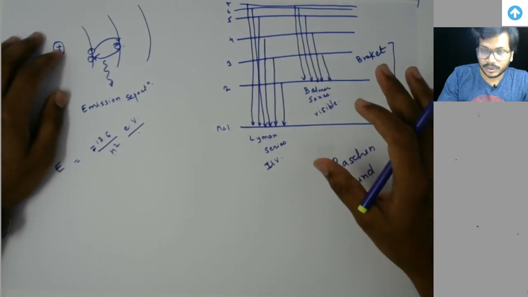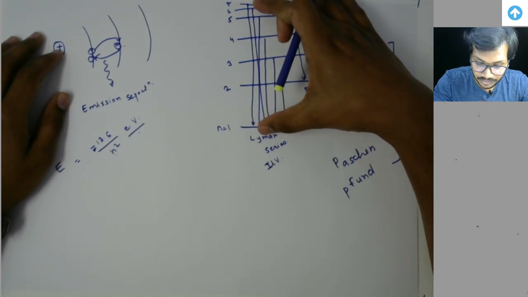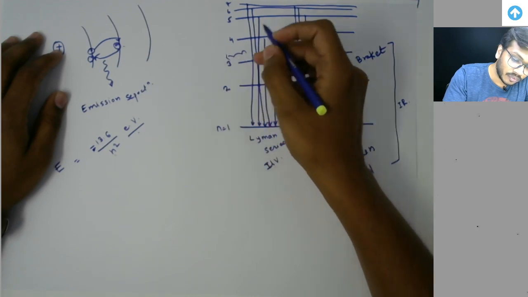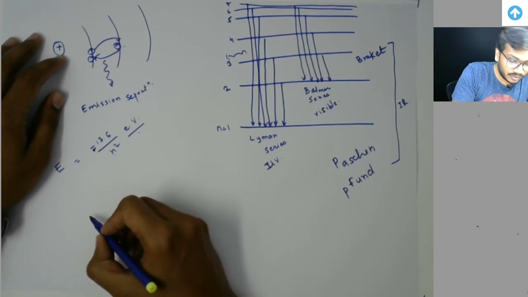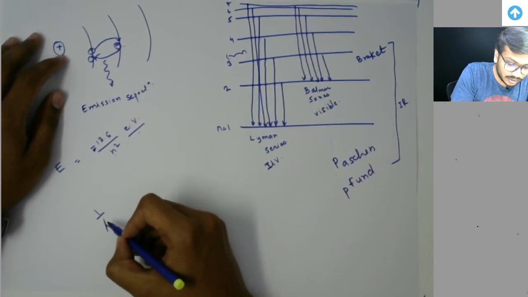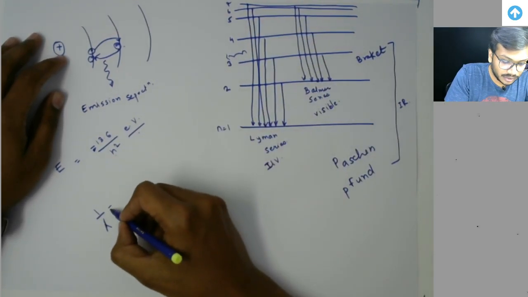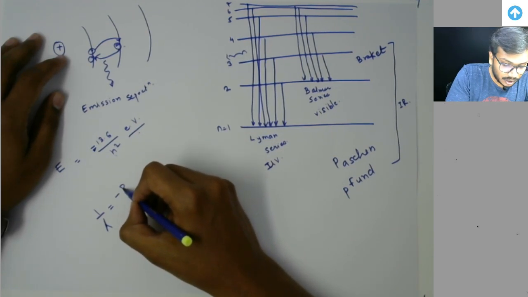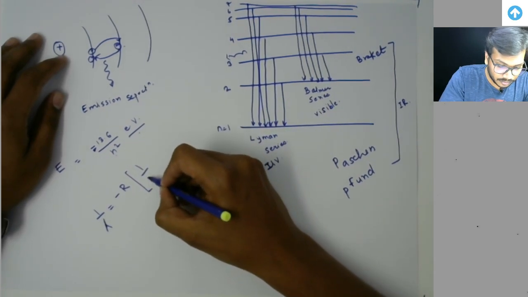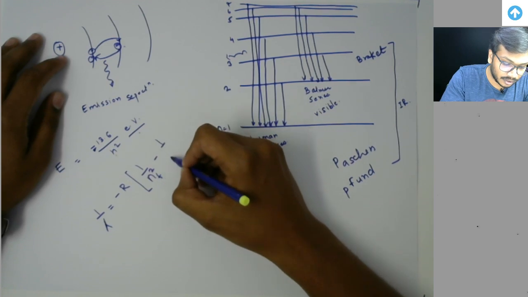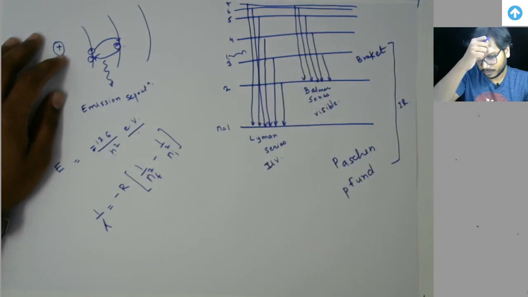Now let us look at the formula that will give us the wavelength of the photon that is emitted when an electron makes a jump. The formula is given by 1 by lambda, where lambda is the wavelength of the photon emitted by an electron jump, equals minus R, the Rydberg constant, into 1 by n final square minus 1 by n initial square. Here n is again the principal orbit number.